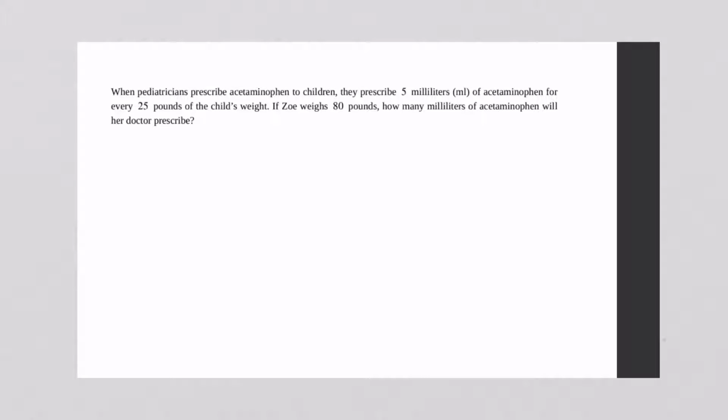So we're going to set up a proportion, and I always on these things use my units of measure when I write up the proportion. So I would put 5 milliliters over 25 pounds. And that is equal to, I don't know how many milliliters, because if I put milliliters on top on the left, I need to put milliliters on top on the right. I don't know how many milliliters over Zoe's weight, which is 80 pounds.